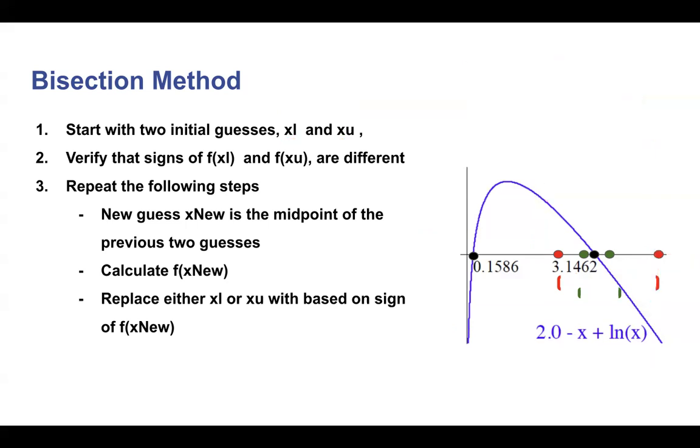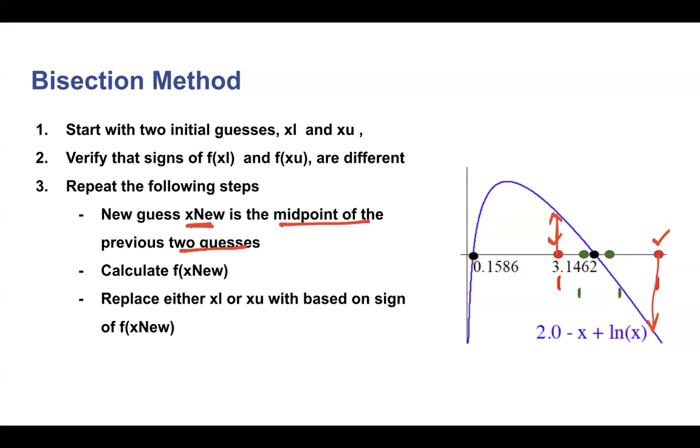So once you have chosen your xL and xU in such a way that the function values are of opposite signs, you need to find the new x value. The new x value is the midpoint of the previous two guesses. So the idea is, first I take this red dot here. This is my first guess. You can see this is having a positive value and this is having a negative value. I've taken two guesses like that.